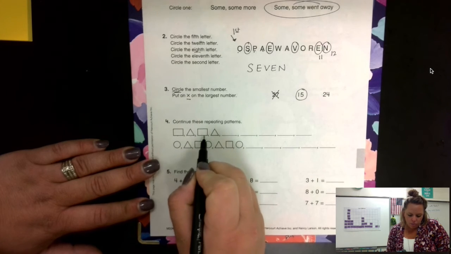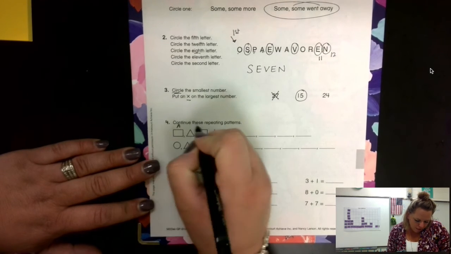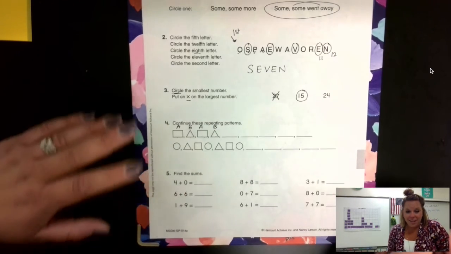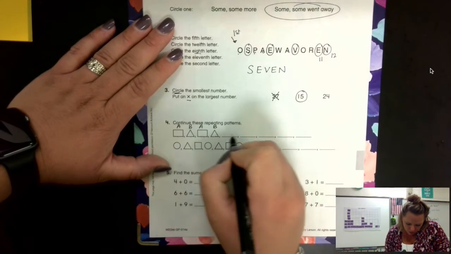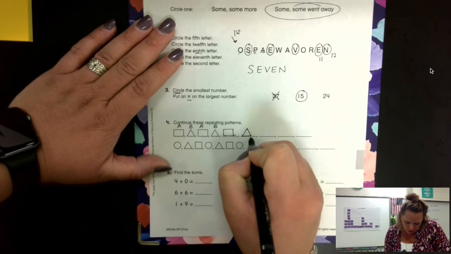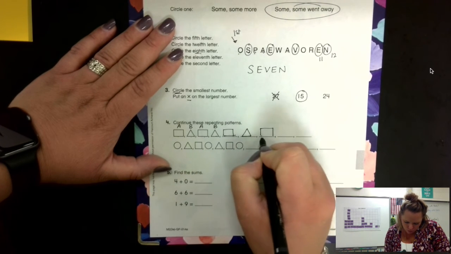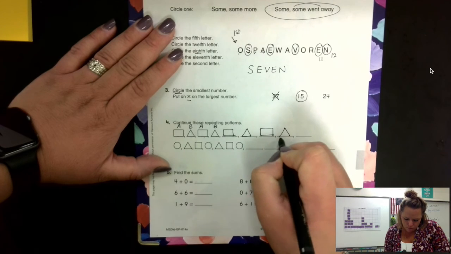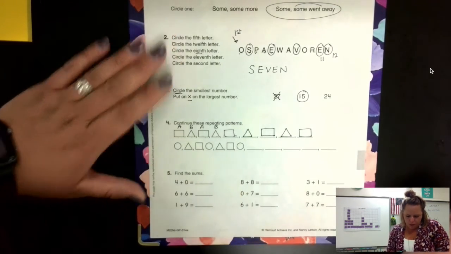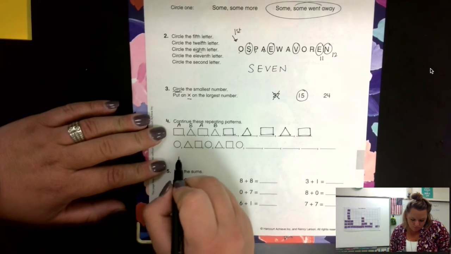Rectangle, triangle, rectangle, triangle. Ooh, that looks like an A, B pattern. Let's finish that off. After triangle comes rectangle, triangle, rectangle, triangle, rectangle. Good.